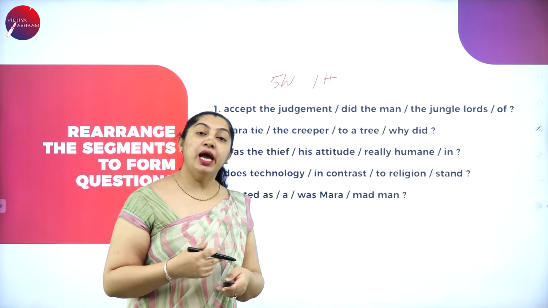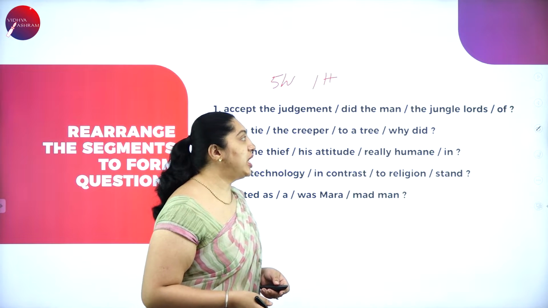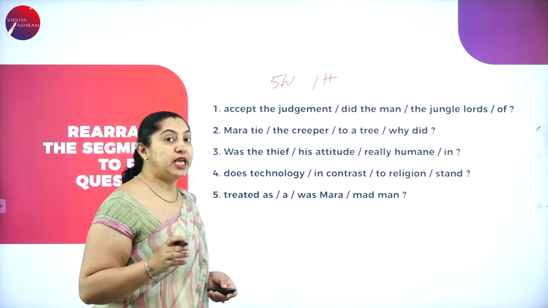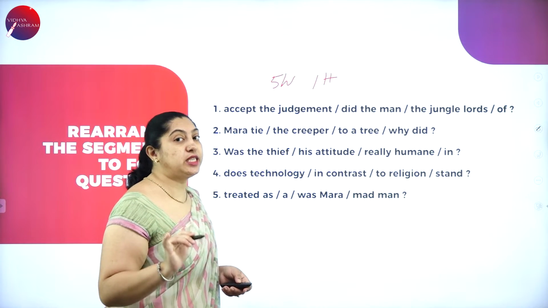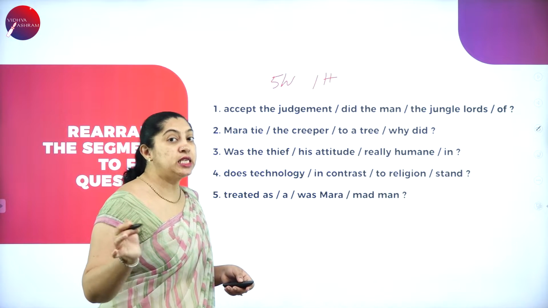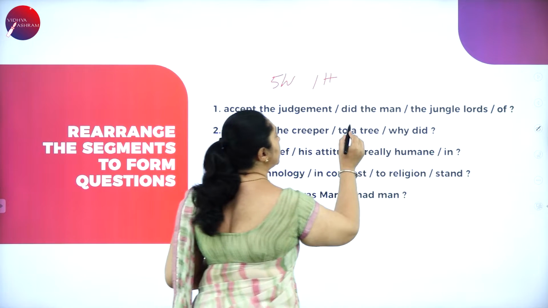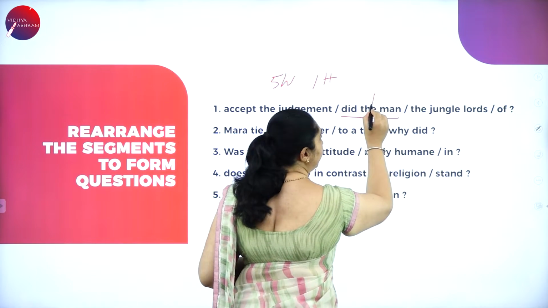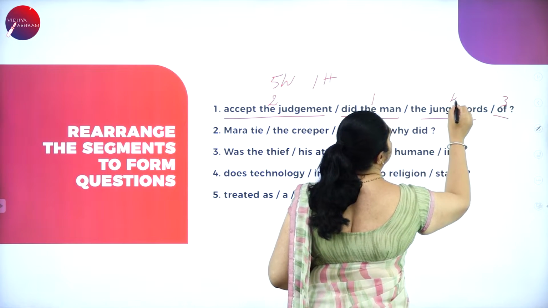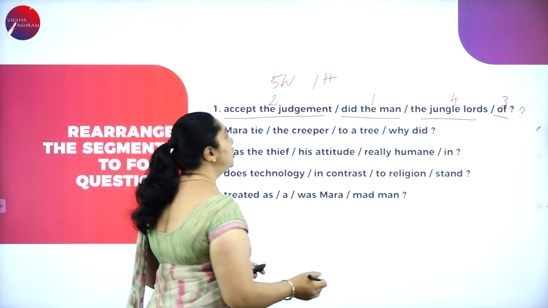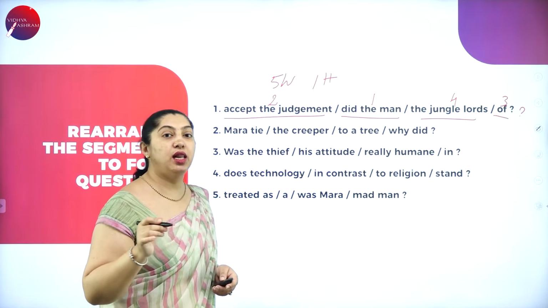Let's move on to the examples here. Accept the judgment did the man the jungle lords of. First thing, as I told, you need to identify the subject here. And it should be in the question form. It should not be in the sentence. Whatever answer you write, it should be in the question form. The first thing here is, did the man accept the judgment of the jungle lords? Question mark. Did the man accept the judgment of the jungle lords?